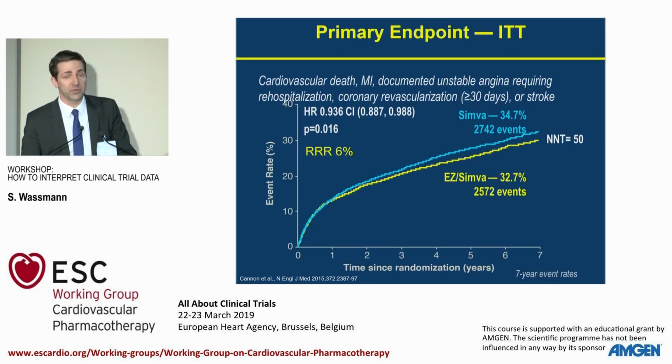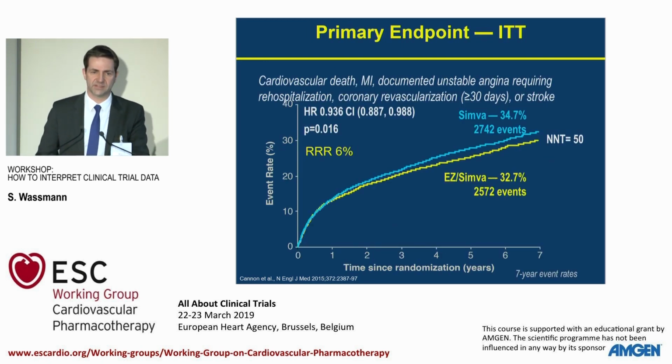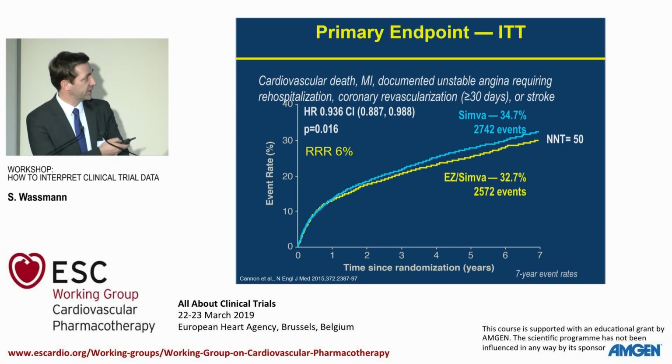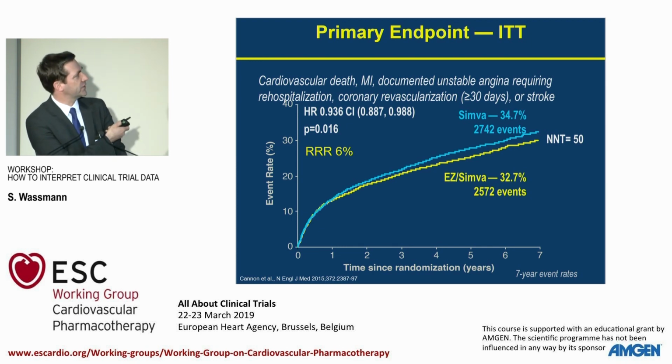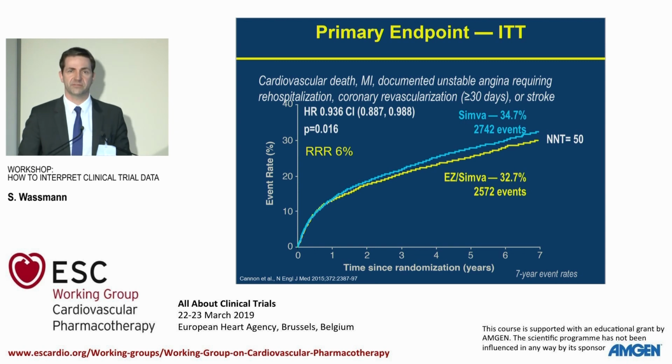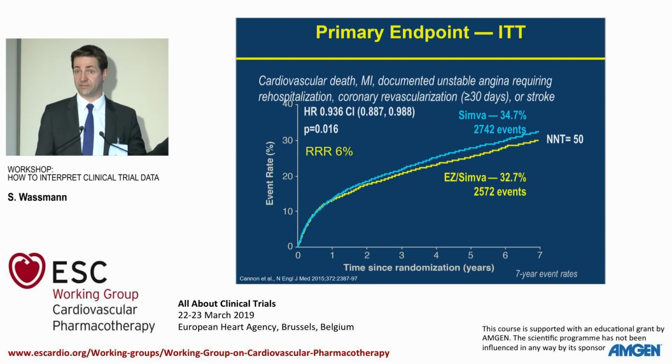So this is the primary endpoint in the intention-to-treat analysis with the endpoint that I just mentioned. You can see here the Kaplan-Meier curves. There's a significant difference with a lower event rate in the ezetimibe group. There's a 6% relative risk reduction, which is significant. This is the hazard ratio you can see here. And over 7 years, the number needed to treat is 50 to prevent one endpoint.